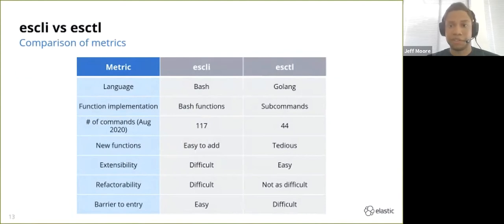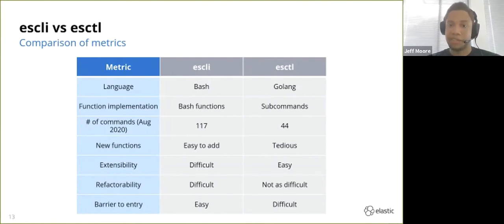So here are a few metrics between ESCLI and ESCuttle. All functions are Bash functions. There are no subcommands. In ESCuttle you have ESCuttle cat nodes, but for the Bash function it would be ESCLI underscore cat underscore nodes. There's a little bit of a difference there.